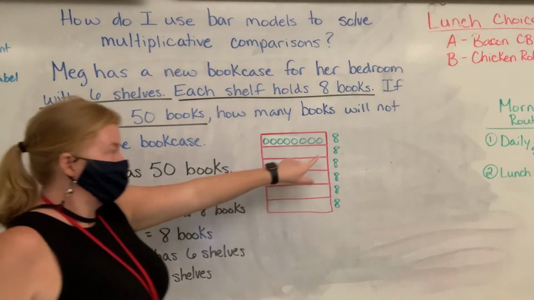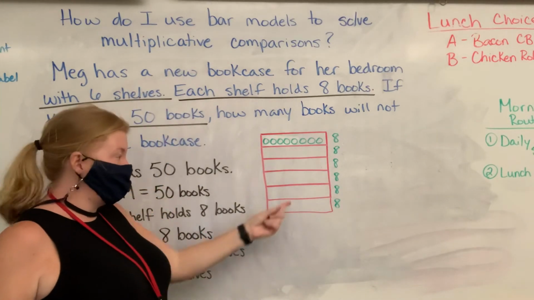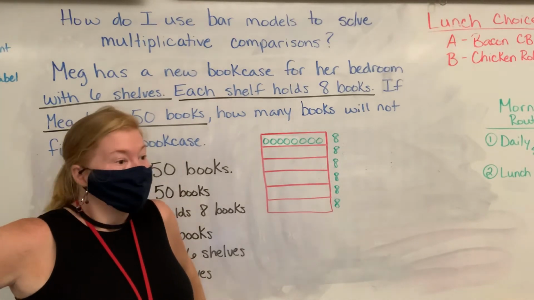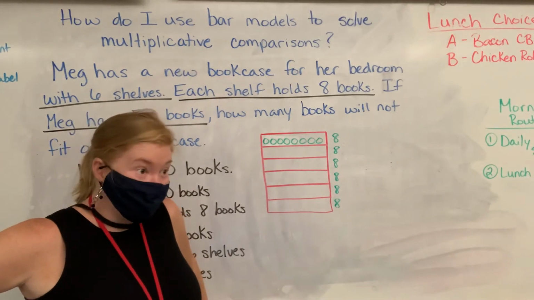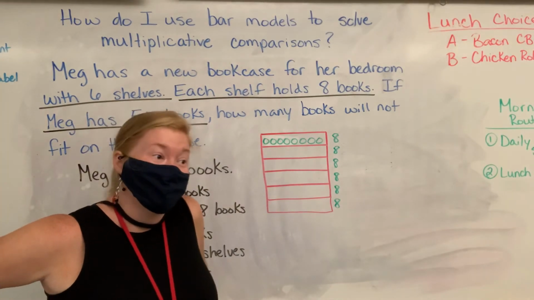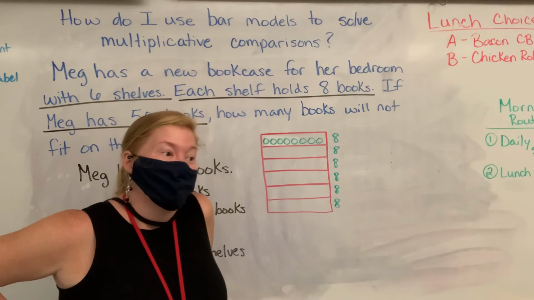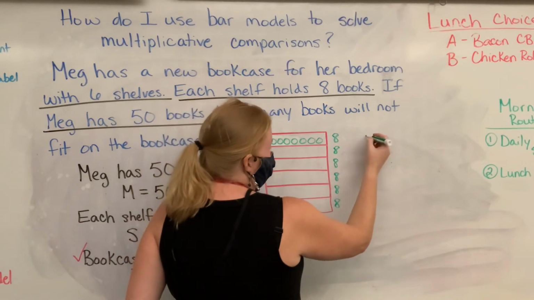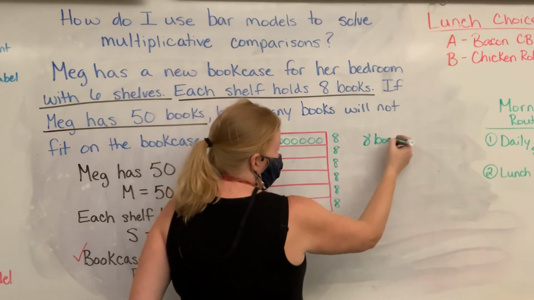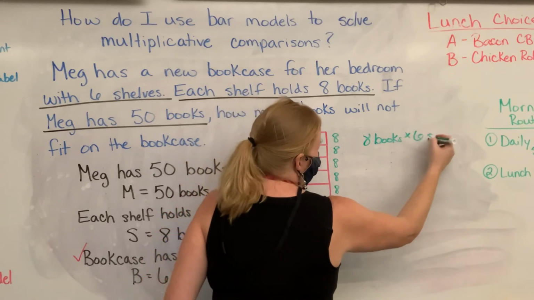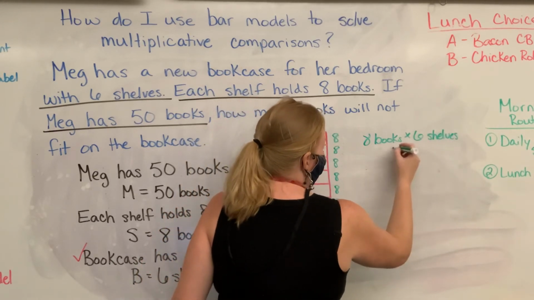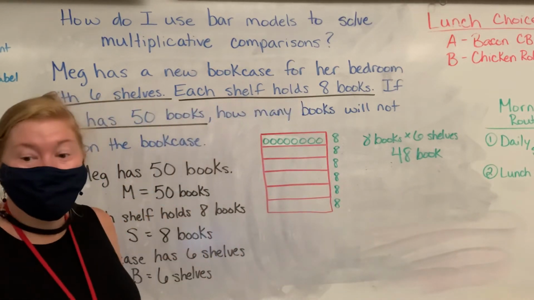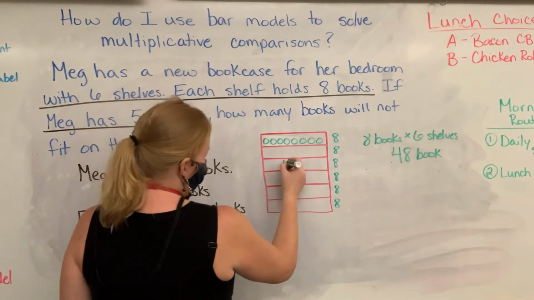How many books, friends? What am I going to do to figure this out? How would I solve that? Yes, sir, Douglas? You got the answer right. Can you tell me how you did that? Perfect. He worked it out. So he took his 8 and he multiplied it by 6. So 8 books times 6 shelves equals a grand total of 48 books can fit on my bookcase.